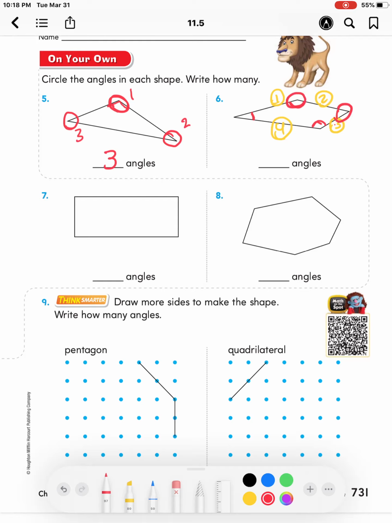Let's count together. Let's circle them as required. Then we count. 1, 2, 3, and 4. So here we have 4 angles.